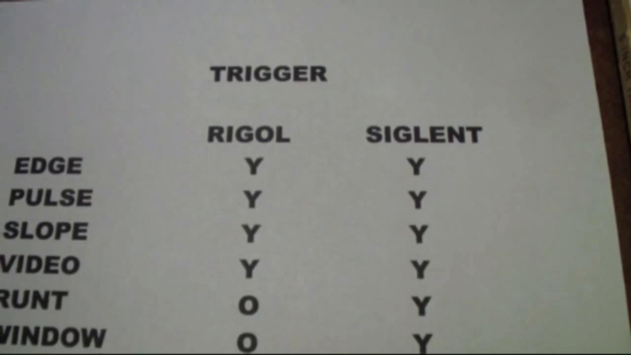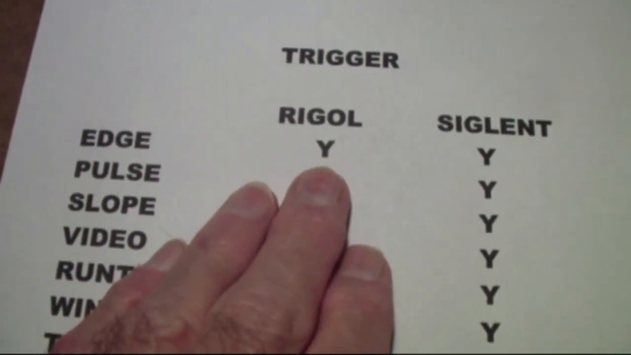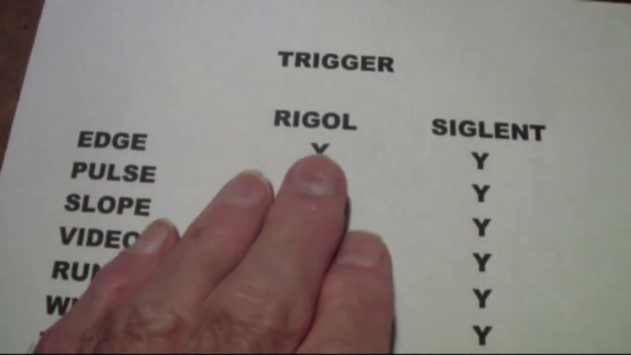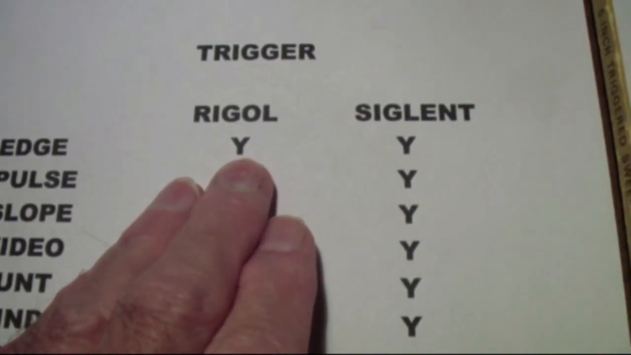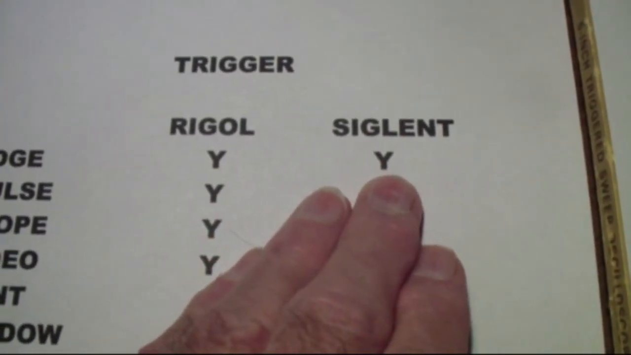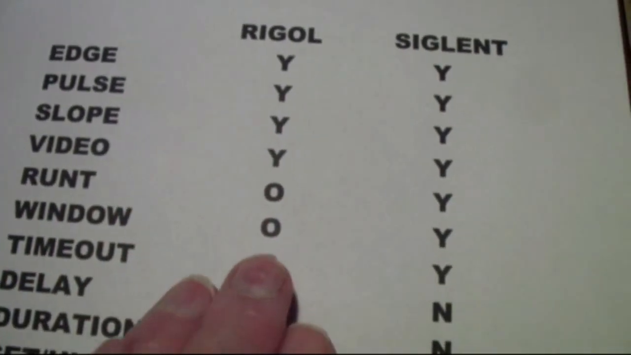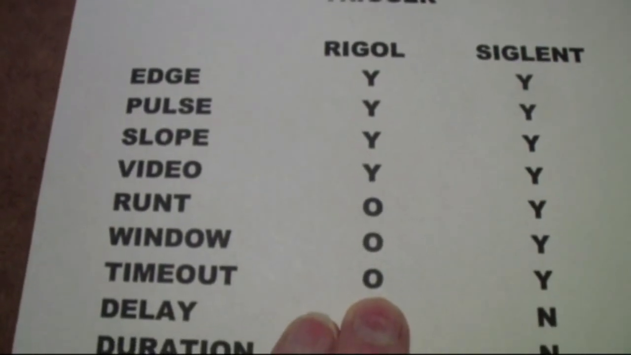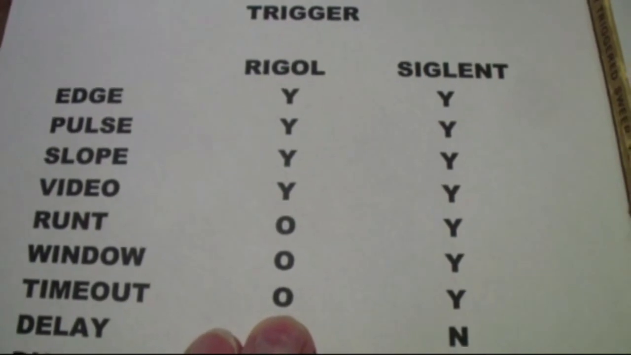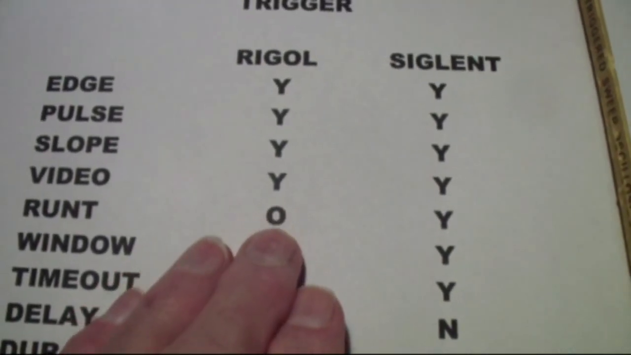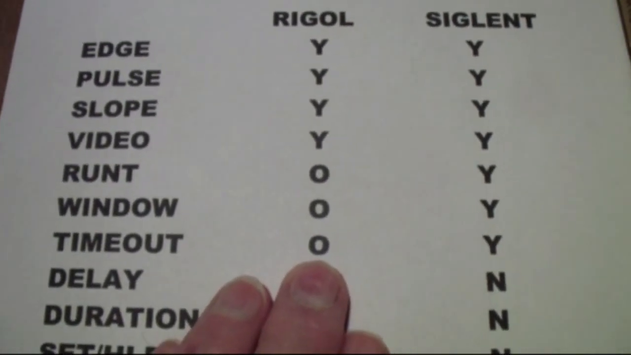Moving on to trigger functions, I've prepared a table here that shows the various trigger functions that are available with the Rigol DS1000Z and the Siglent SDS1000X. As you see, the first group from edge, pulse, slope, video, runt, window, and timeout are available in both scopes. Though with the Rigol you have to pay an option fee for the runt, window, and timeout trigger.